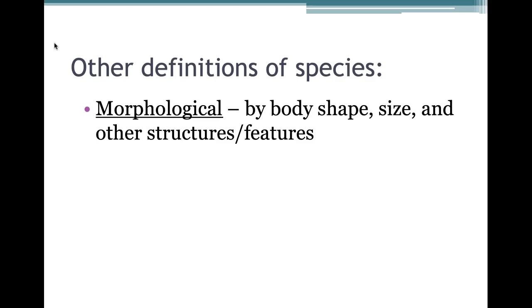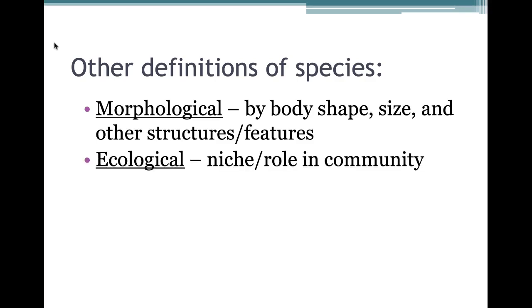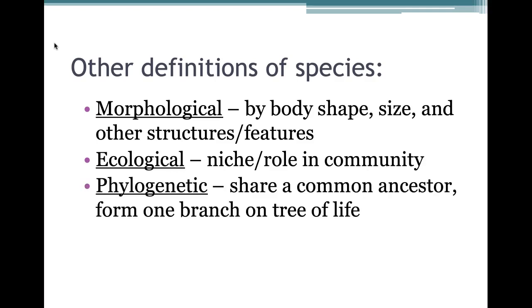Another way to define species is its ecological role in the community, its niche. How does it live with the other living organisms in an area? How does it survive with the non-living parts of its area or community? And the third is phylogenetic species concept. And this is where, again, organisms that share a common ancestor form one branch on the tree of life. So we'd put them on one branch, and that would be an indicator that they're one species.